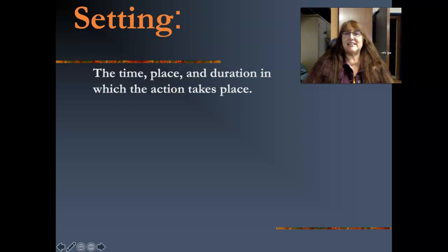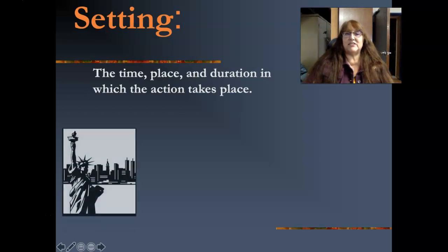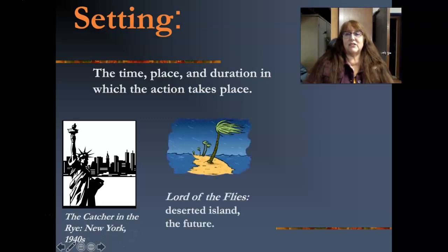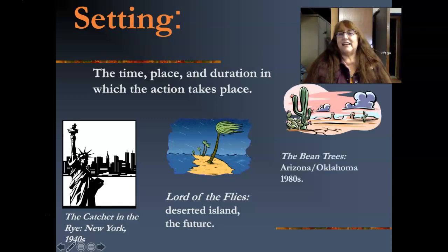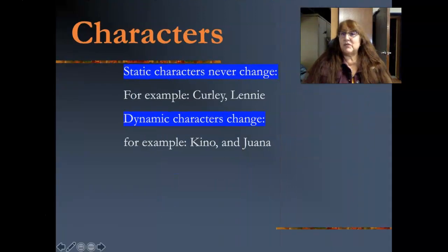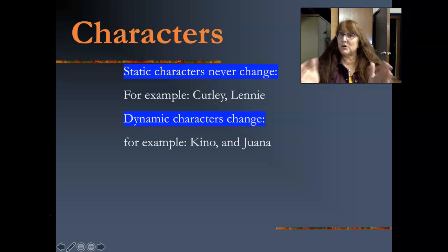The setting is the time and place and duration in which the action takes place. The Catcher in the Rye takes place in New York. The Lord of the Flies, a desert island in the future. The Bean Tree, Arizona and Oklahoma in the 1980s. So each story has a different time, a different place, and a different duration. And there are several kinds of characters. Static characters never change. For instance, Curly was always a bad guy, and Lenny was always a good guy. They never change. Curly's wife never changed.